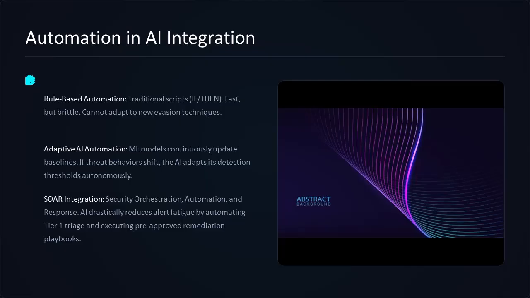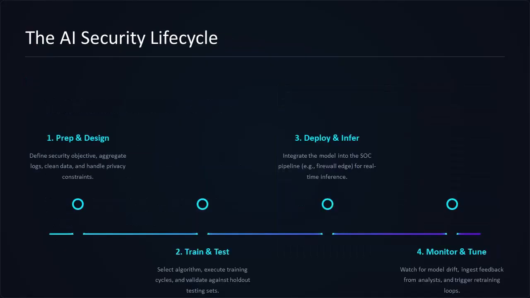Automation in AI integration. 1. Prep and design. Define security objective, aggregate logs, clean data, and handle privacy constraints. 2. Train and test. Select algorithm, execute training cycles, and validate against holdout testing sets.